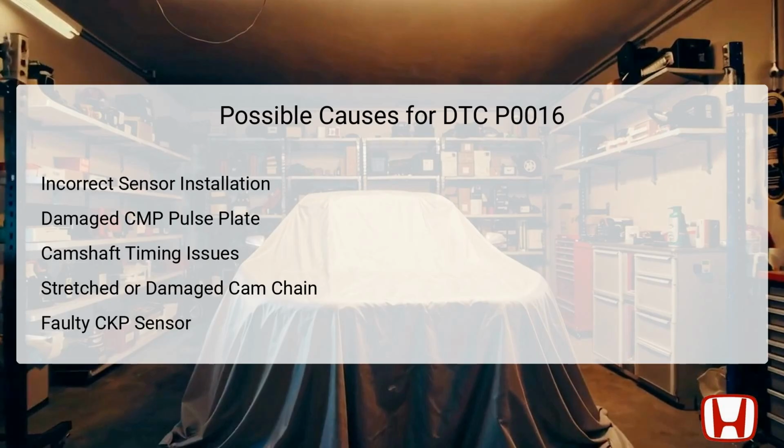Additionally, a damaged CMP pulse plate may hinder the sensor's ability to gauge the camshaft's position accurately. Issues with the camshaft timing can also trigger this DTC. If the timing is off, the sensors will not align properly. Furthermore, a stretched or damaged cam chain can disrupt the synchronization between the crankshaft and camshaft. Lastly, a failing CKP sensor itself can produce this code, making it essential to test and potentially swap out the CKP sensor to confirm its functionality.